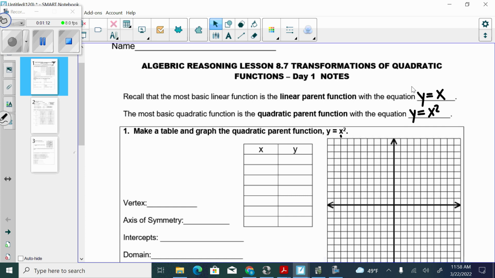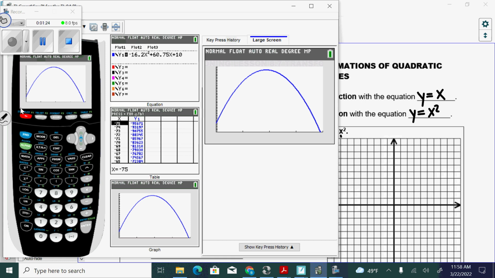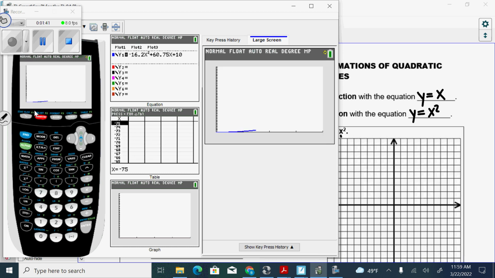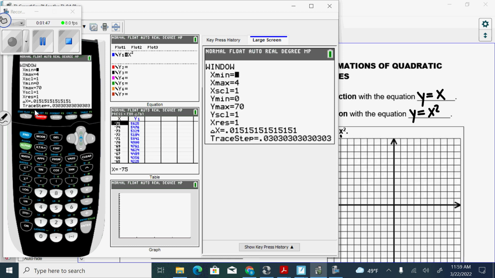All right, so in this first example, they want us to make a table and graph the quadratic function of y equals x squared. So I could do that one of two ways. I could just pick some numbers and plug them in, or I could go into my graphing calculator, go to y equals, and put in y1 equals x squared. Okay? If I put that in, my window's probably, yeah, I can change my window so we can see it a little bit better. All I have to do is hit graph though, and then I should be able to get an idea of what this function looks like.